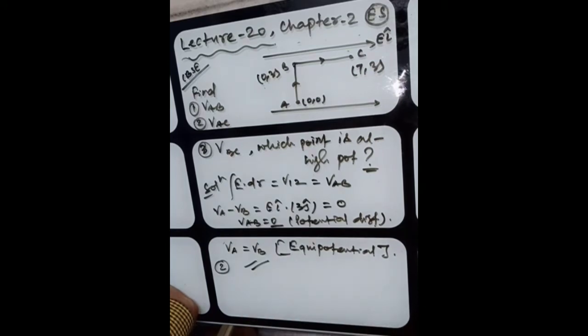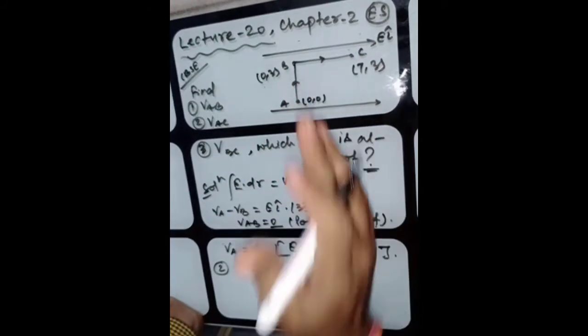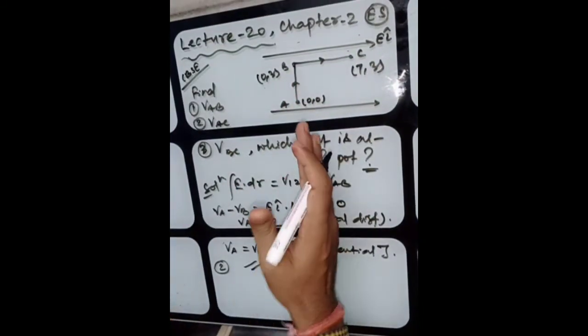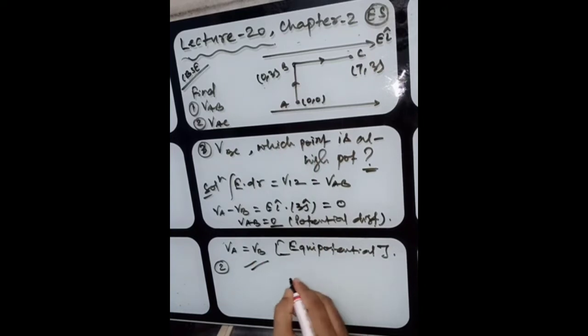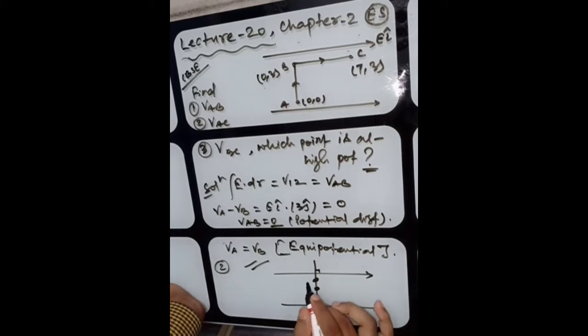Now the next concept, my dear students: if I draw a line perpendicular to the uniform electric field, it is perpendicular at both points. It means at each point on this line, the potential will be the same. Am I correct? Yes, the potential will be the same at each point.